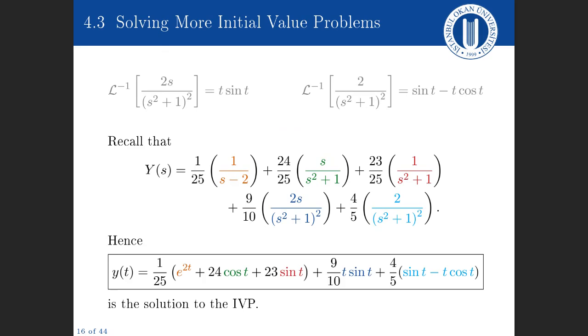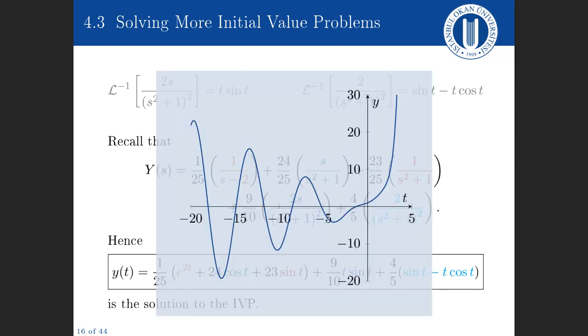So we can take the inverse Laplace transform and see that small y is 1 over 25 e to the power 2t plus 24 cos t plus 23 sine t. That's the first three terms. And then for our last two, that's 9 over 10 t sine t plus 4 over 5 (sine t minus t cos t). And I'll show you the graph of the solution to this tricky problem.